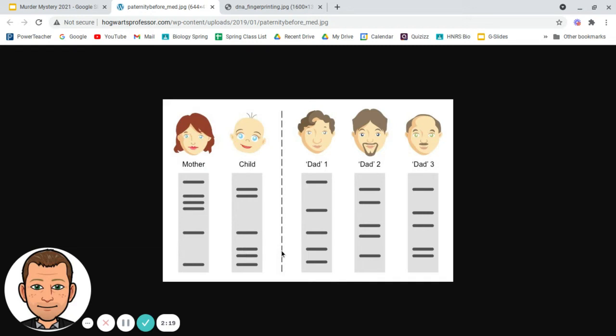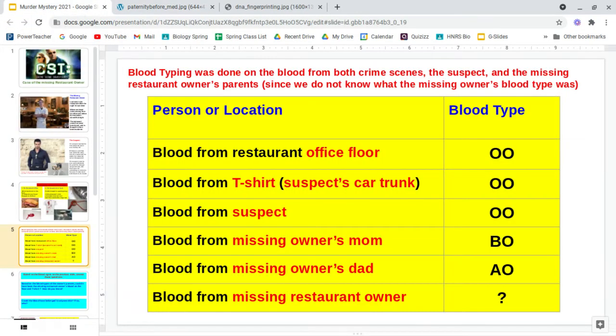So let's look at the three dads here. Dad 1 couldn't have been the father because he only had one of those two bands. And Dad 2 is the same way. He only had one of those two bands. But Dad 3 over here had both of those missing bands. And let's see, Dad 3 also has this missing band that the mother doesn't have. He's got it right there. And so Dad 3 has contributed the bands that the mother didn't have, and he is the father of that child. Keep that in mind today. It'll come in handy for today's crime scene investigation.